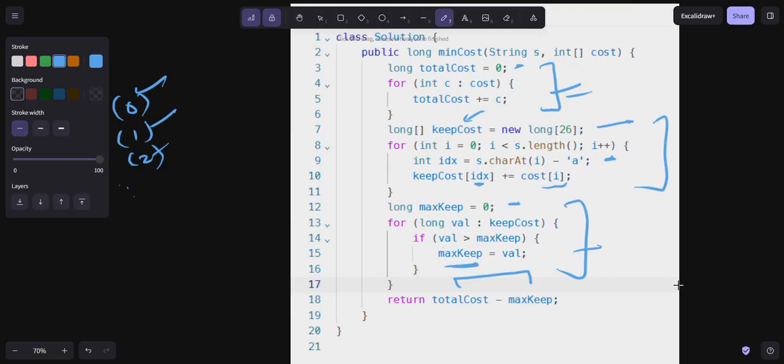So the time complexity here: this part is going to be O of n, this part is also going to be O of n, and this part is going to be O of 26. So O of n plus O of n plus O of 26. So the overall time complexity is O of n.